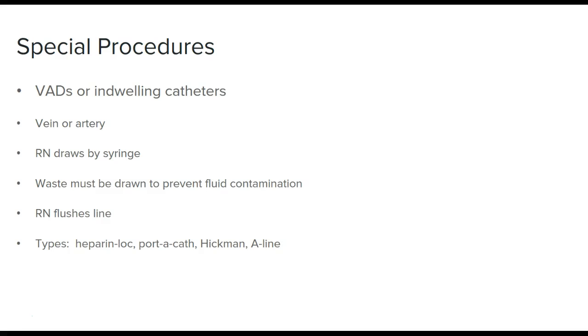So when we have a patient that has one, we ask the nurse, can they draw it? When it's drawn, she draws it with a syringe, and then 5 to 10 milliliters has to be thrown away, especially if they have fluids going through it. But even if they don't have fluids going through it, it needs to be thrown away just for the chance of contamination with little clots or anything. So they throw away a waste, and then they draw us a syringe, and we put it in the tubes, and then they flush the line to clean it out. So the types of these are a heparin lock, portacath, a Hickman cath, or an A-line. And all of these can be used to draw blood.